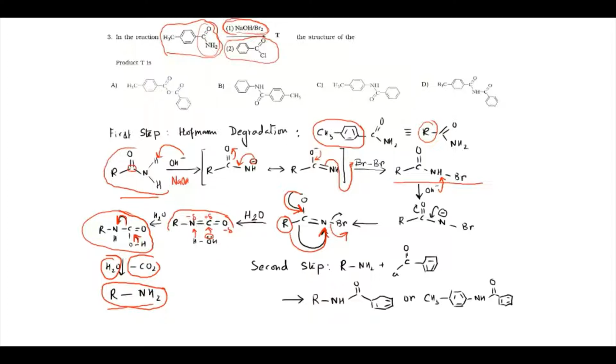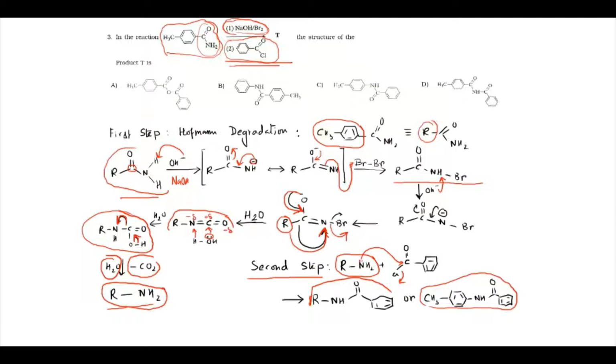Now we have the RNH2 and we have our second reagent here, that is PhCOCl. It will react with RNH2 in our second step, which is a nucleophilic substitution reaction, where this lone pair of nitrogen is going to attack this electrophilic carbonyl carbon. And of course the chloride will leave as a leaving group. This is a good leaving group, so chloride will leave and will give us this compound. So our desired product will look like this.